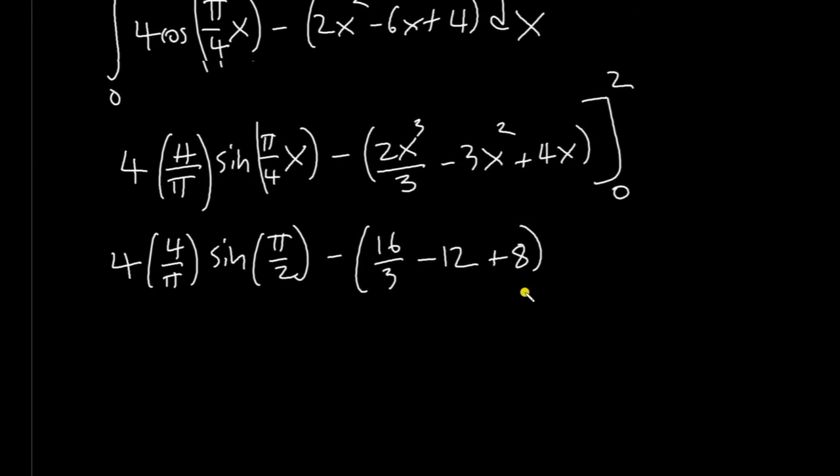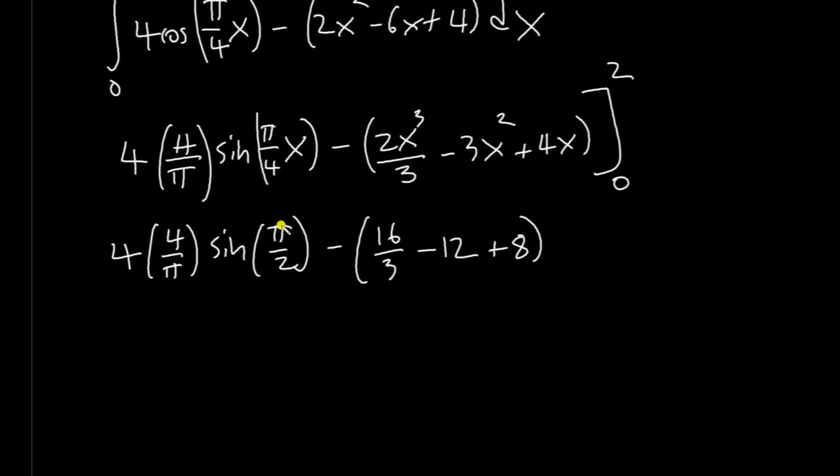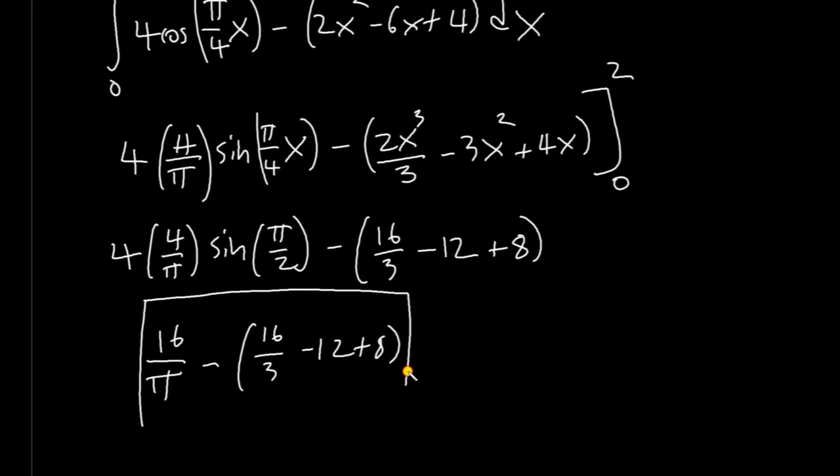All we need to do now is, we know that sine of pi over 2 is 1. So it just becomes 16 over pi, that's 16 over pi minus this whole stuff, 16 thirds minus 12 plus 8. And that should be a proper level of simplification, and we can call that our answer. This was a 4-point question.